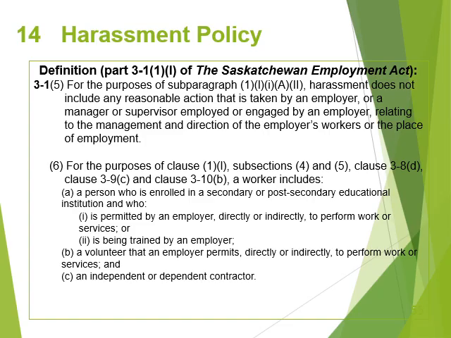For the purpose of Clause 1, subsections 4 and 5, Clause 3 to 8D, Clause 3 to 9C, and Clause 3 to 10B, a worker includes a person who is enrolled in a secondary or post-secondary education institution and who is permitted by the employer directly or indirectly to perform work or services, or is being trained by an employer; a volunteer that an employer permits directly or indirectly to perform work or service; and an independent or dependent contractor.